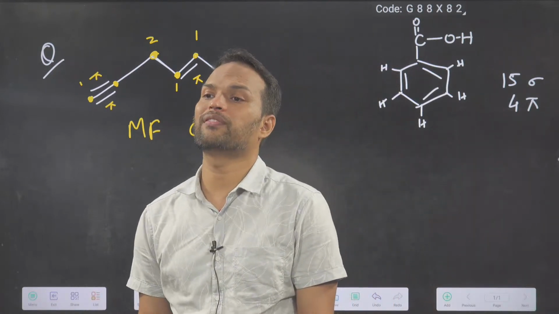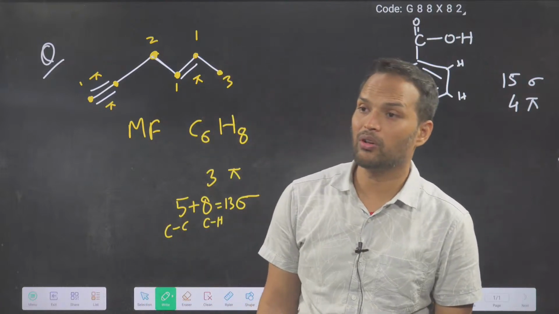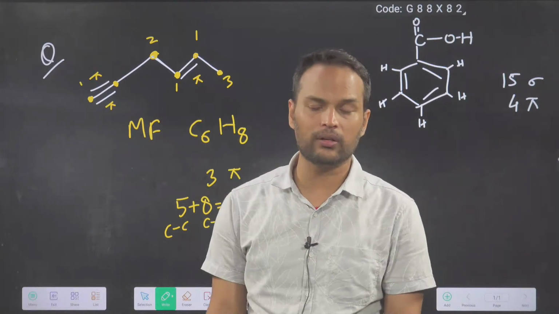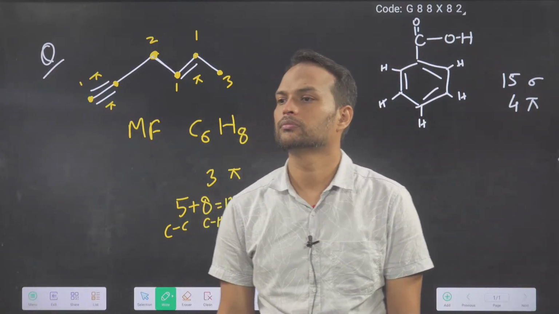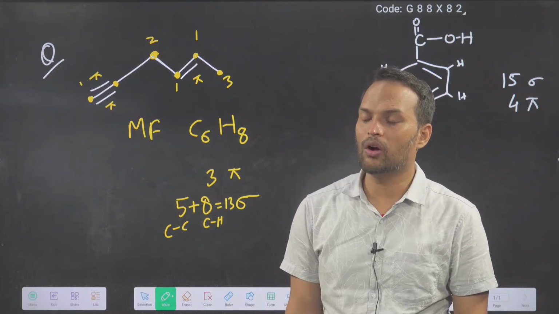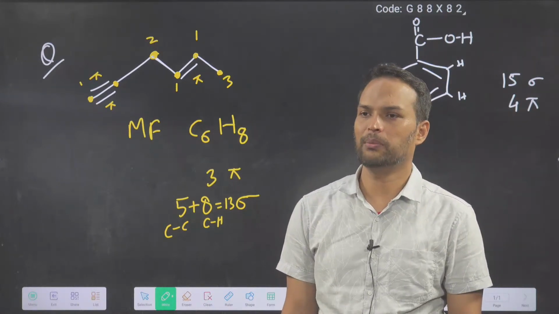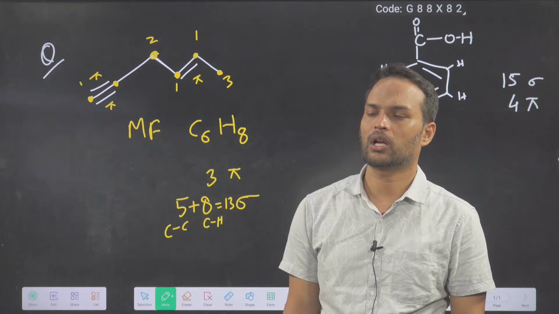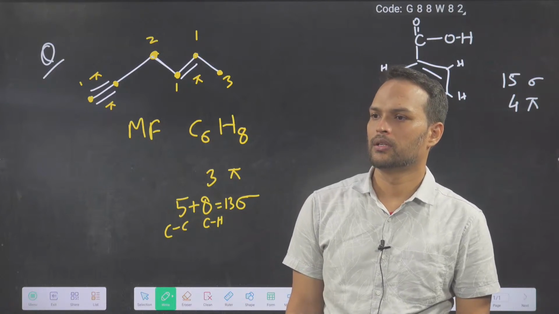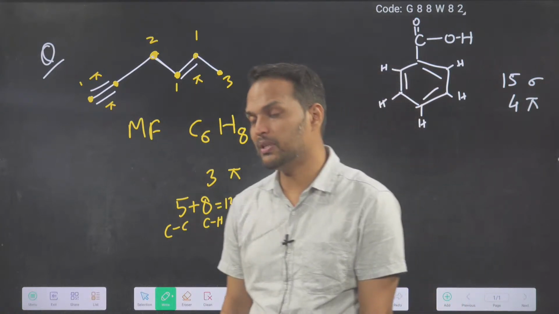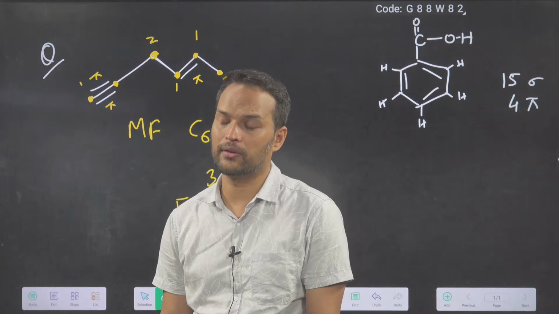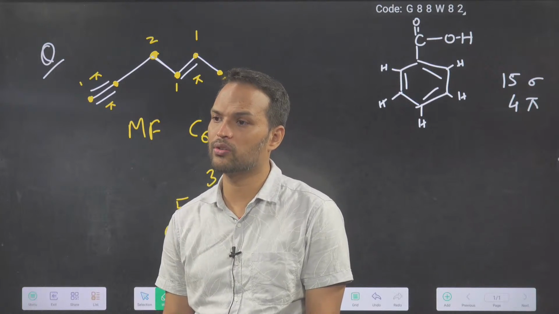See, many people wrote only 5 sigma. Arey, only carbon carbon you have counted. Who will count carbon hydrogen? Is it okay? So can you see how we are making mistakes? Many people joined late, around 15 to 20 students. So you can see the concept is very easy. I am telling from the first class, but chances of mistakes are also very high.